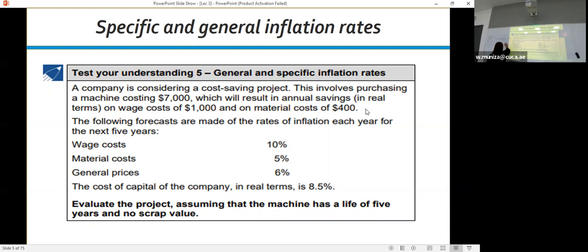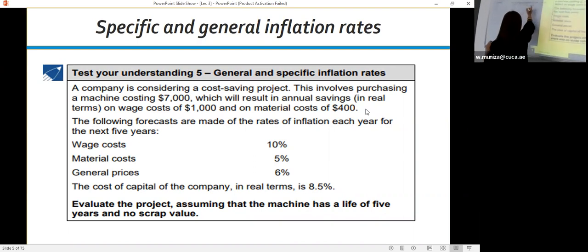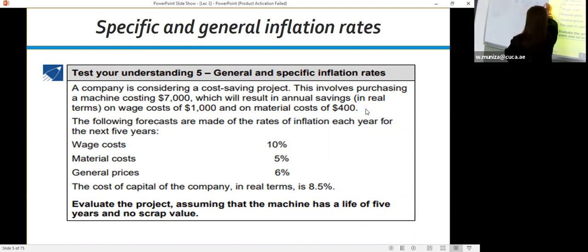Is it 1440? There's a mistake. From number 3, it is 1331. For number 4, 1464. And then 1610.